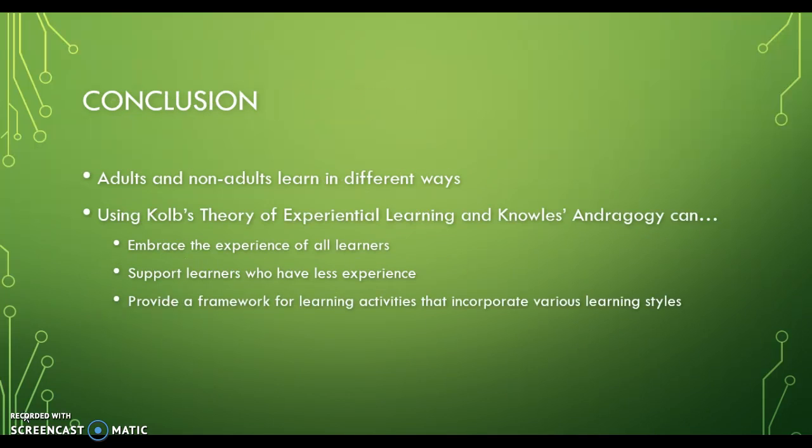Adults and non-adults do learn in different ways, which can be a challenge when attempting to facilitate workplace learning through training adult and non-adult student employees in the same environment. However, by utilizing Kolb's theory of experiential learning and Knowles's andragogy, learning can be facilitated by embracing the experience of all learners, supporting learners who have less experience, and utilizing specific activities to touch on the different learning styles each learner might have. Although this may not be a perfect solution to educating adult and non-adult learners together, it is a step in the right direction.